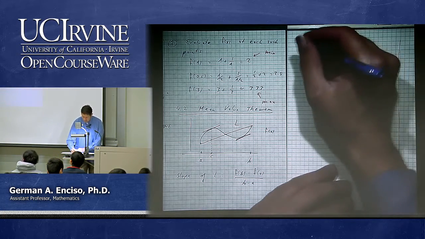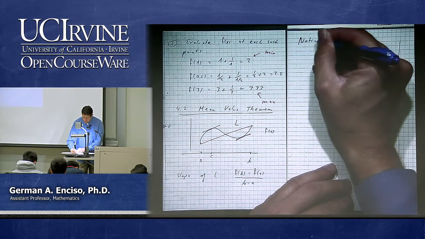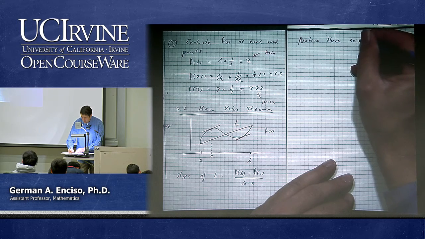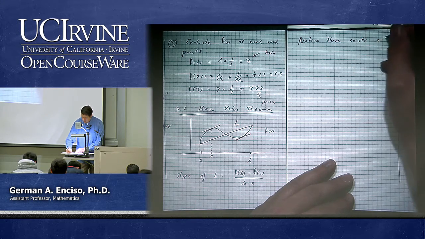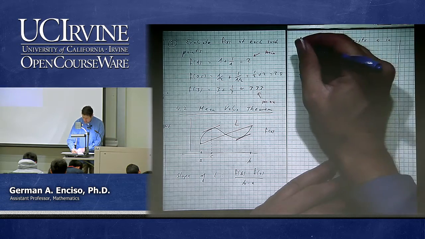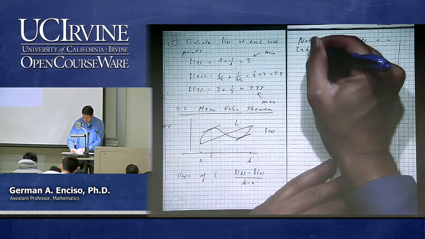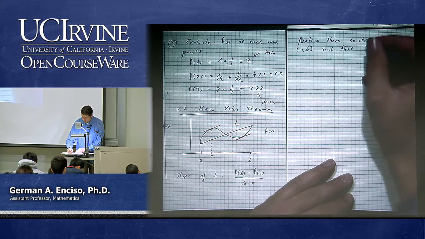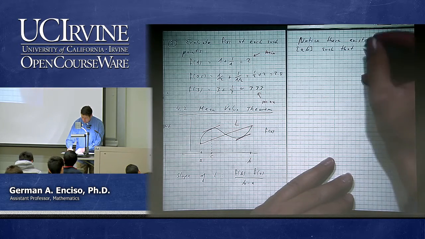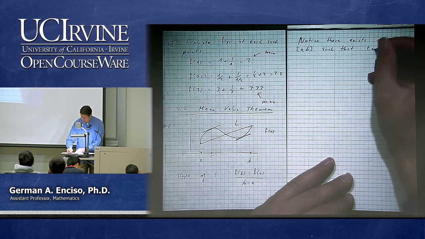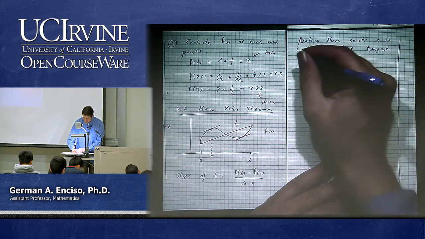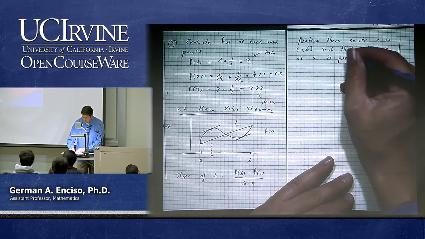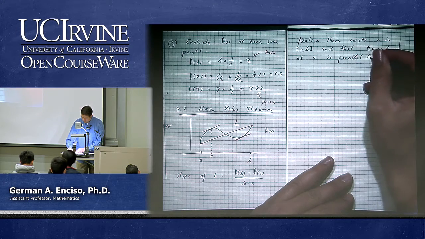So, notice there exists C in the interval AB such that the tangent line at C is parallel to L.